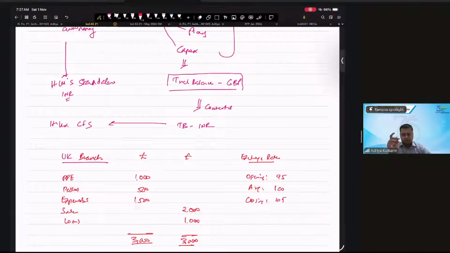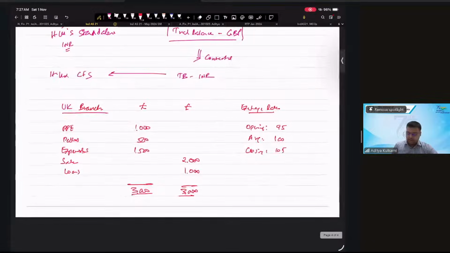Okay, so first I have incomes and expenses. Ideally for incomes and expenses, I will have to use the spot rate on the date of transaction. But if the variation is not much, you can use the average rate for convenience. No harm in that. Condition is what? Fluctuation should not be excessive. Now, suppose I use the average rate and I convert all incomes and expenses to INR using the average rate.